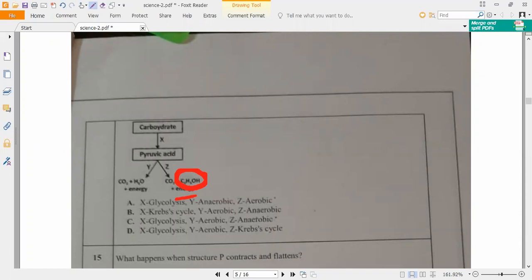Ethanol, sir. Z is anaerobic, Y is aerobic, sir. Is it aerobic or anaerobic? So you can see, carbon dioxide and water plus energy will release. This is our respiration system. Yes or no? It is called aerobic respiration. Next, it is called anaerobic respiration. Yes or no?